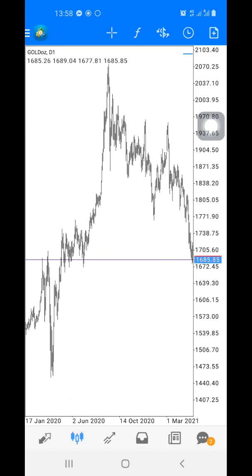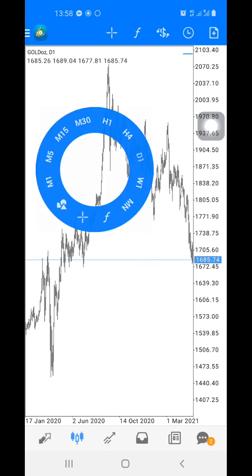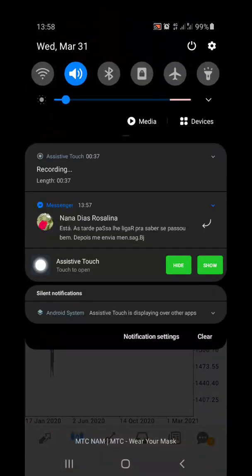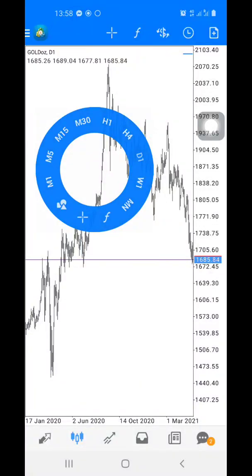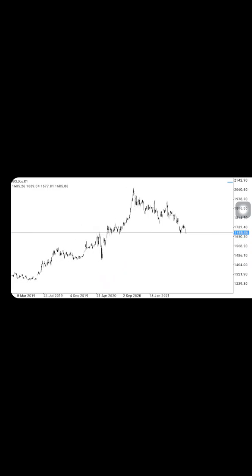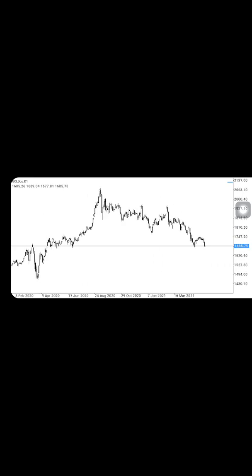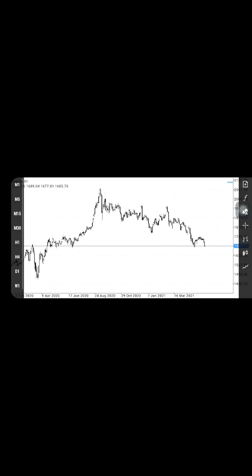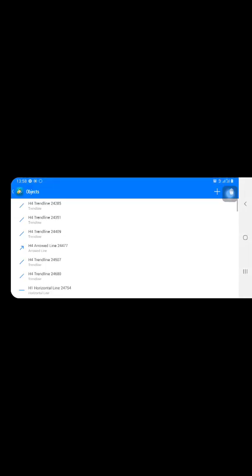We're on the daily chart right now, and this is where we'll begin our analysis. Let me just rotate my chart. Okay, so here we are. First things first, what we want to look for is liquidity zones. Very close to where price is, we have a liquidity zone, which I'm going to mark here.